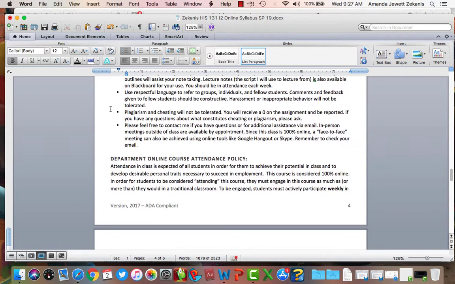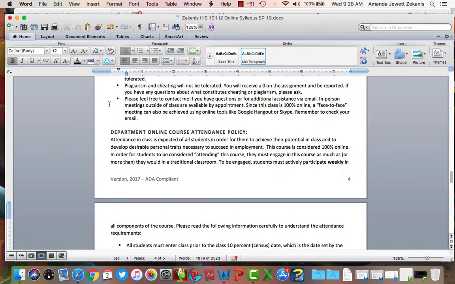We're going to be respectful in here. So please use respectful language to refer to groups, individuals, and fellow students. Disagreement is totally fine. I am all for disagreement. You just have to be respectful when you do it. Historians love to argue with each other. We are always respectful of one another when we do so. Again, please don't plagiarize.